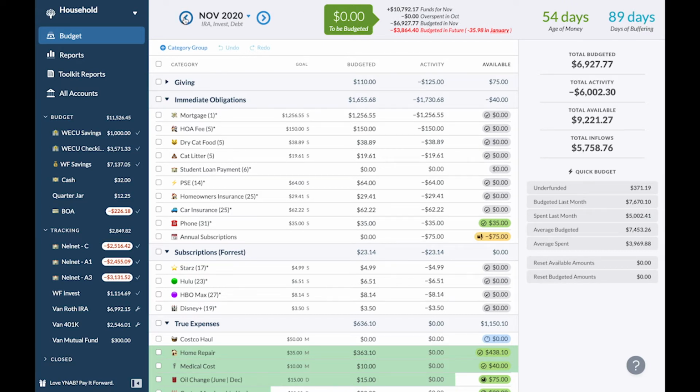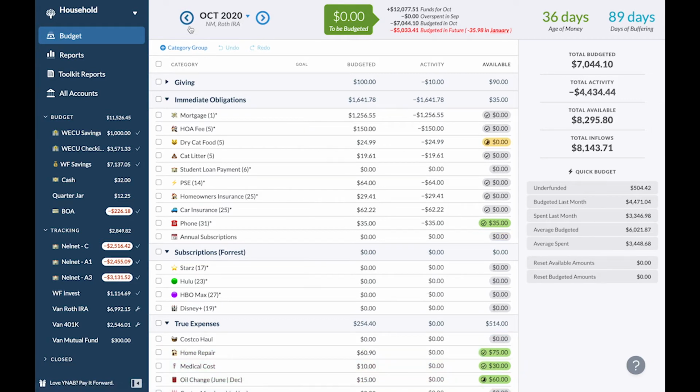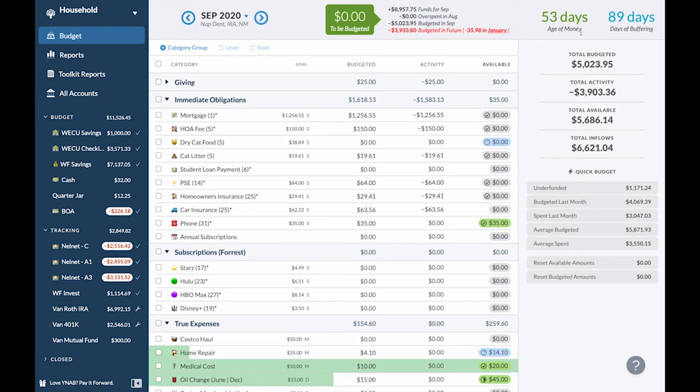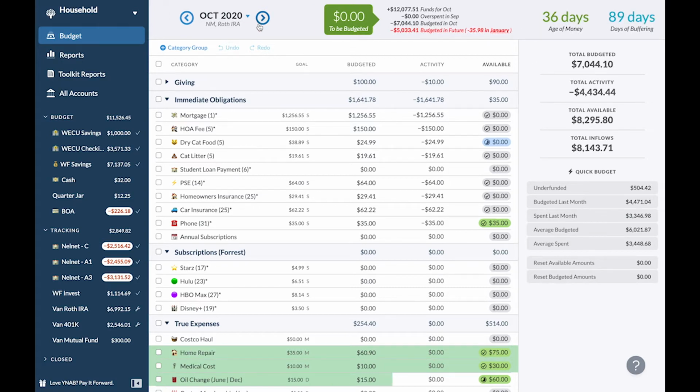So I'm going to look back. I think I'm going to go back to September and look at my age of money and days of buffering here. They're really close to being the same. But in October, age of money decreased a lot, and there's a good reason for that. It's because I wasn't bringing in the same amount of income. I was paying myself through my freelance business, but I had a big opportunity that allowed me to pay myself a lot more. And then that was a full-time position that I had paying me for the full month of November. That's when the age of money really started to go up.